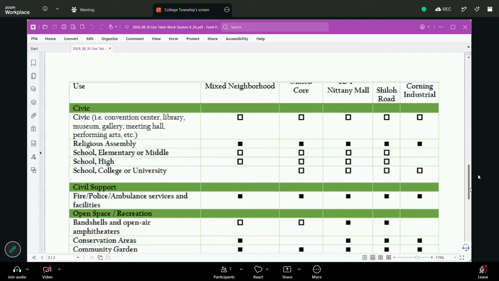You will notice the only other difference is a hole under conservation areas in the mixed core. That's because the idea is not that you're really trying to conserve land within the mixed core. That's your highest density area. When they're talking about conservation areas, you're talking about a larger swath of area for conservation, and that doesn't really fit the purpose of the mixed core area. You would want your conservation areas to be in the less dense areas. That's the rationale there. Then your special districts are mixed core underlying.